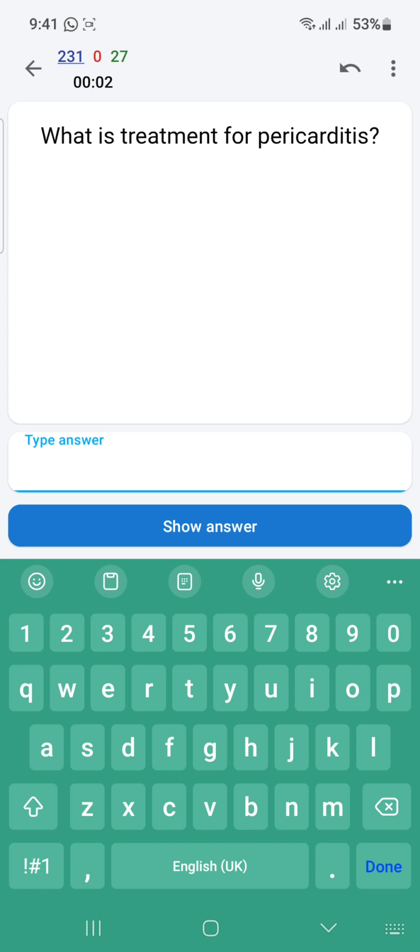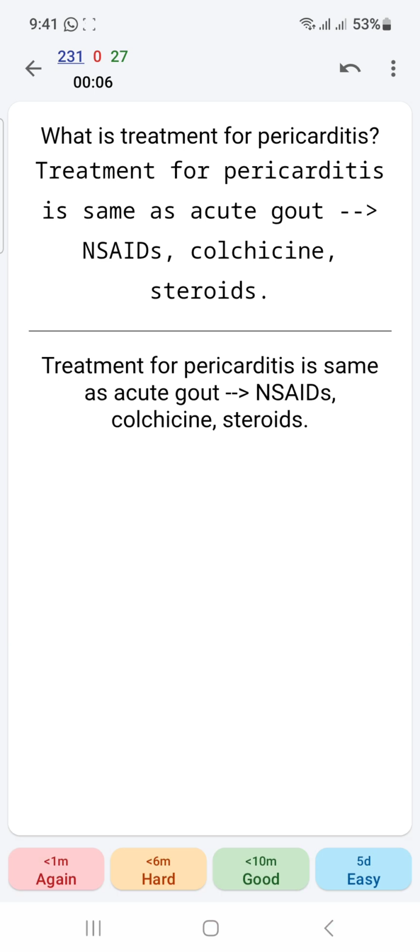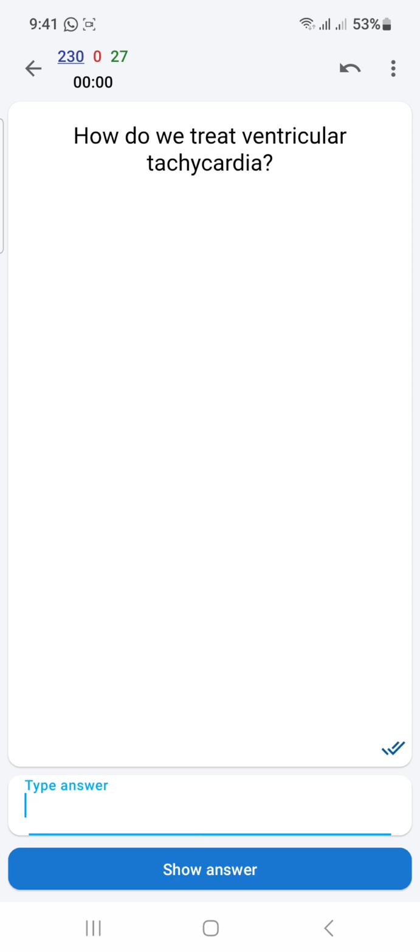What is the treatment for pericarditis? Ibuprofen? Yeah. Treatment for pericarditis is the same as acute gout: NSAIDs, colchicine, and steroids. Easy.